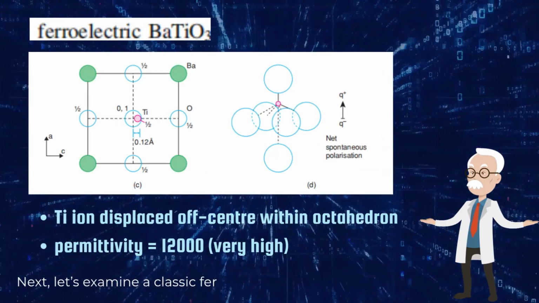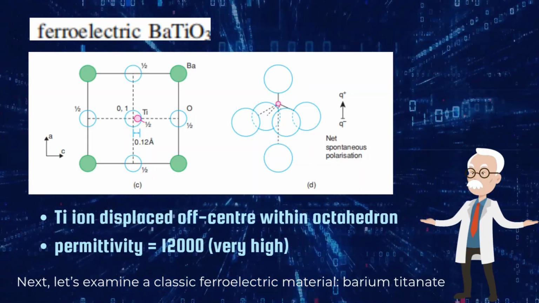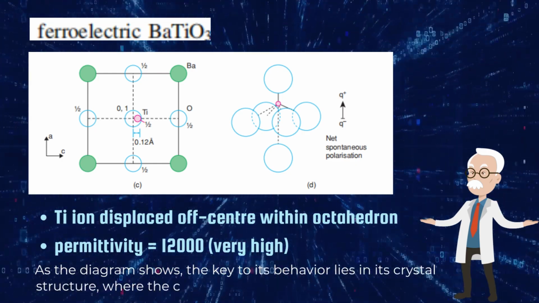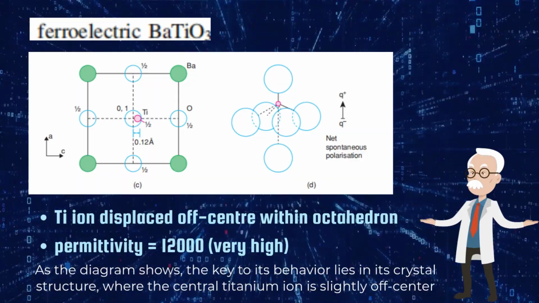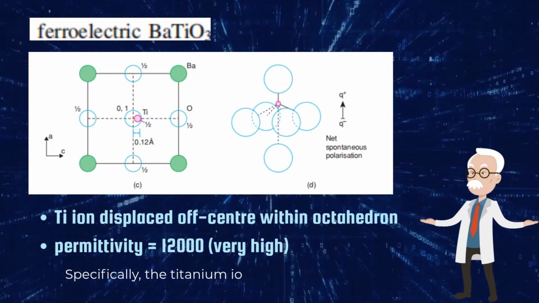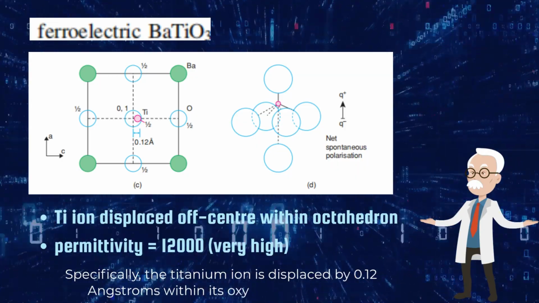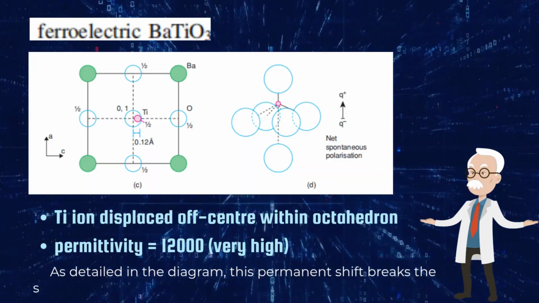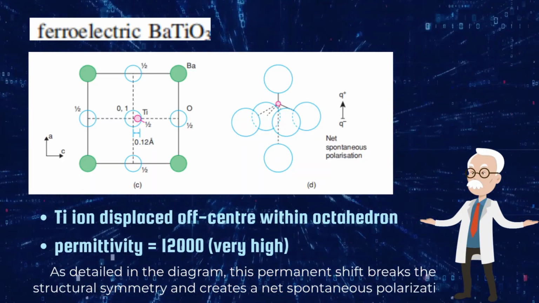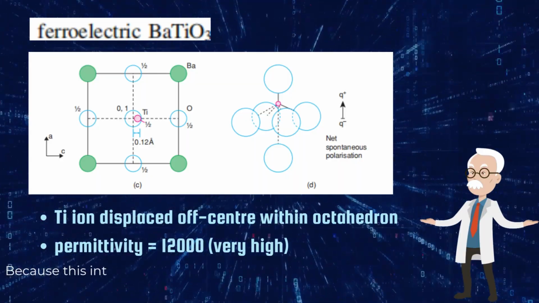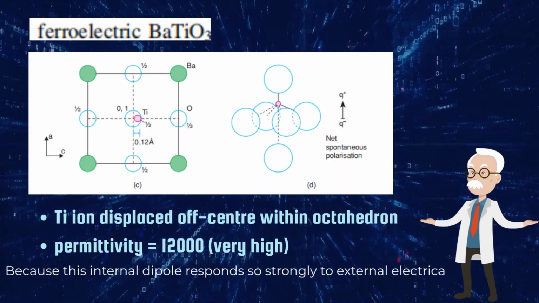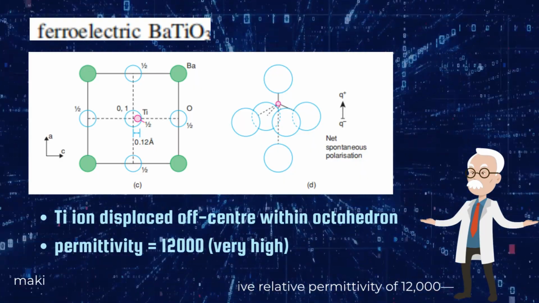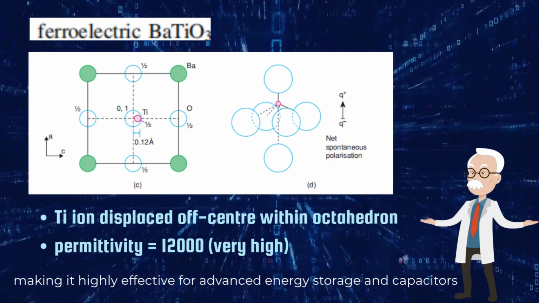Next, let's examine a classic ferroelectric material, barium titanate. As the diagram shows, the key to its behavior lies in its crystal structure, where the central titanium ion is slightly off-center. Specifically, the titanium ion is displaced by 0.12 angstroms within its oxygen octahedron. As detailed in the diagram, this permanent shift breaks the structural symmetry and creates a net spontaneous polarization. Because this internal dipole responds so strongly to external electrical forces, barium titanate boasts a massive relative permittivity of 12,000, making it highly effective for advanced energy storage and capacitors.